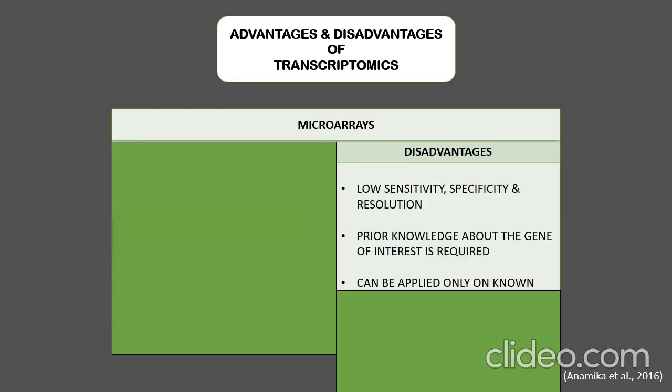But the downside is that it is much lower in sensitivity, specificity, and also resolution. And since this technique depends heavily on the usage of probes, it is compulsory for us to know the sequence of our desired mRNA because we need to synthesize a probe that is complementary to it. So therefore, it can only be applied to known mRNA or known genes.